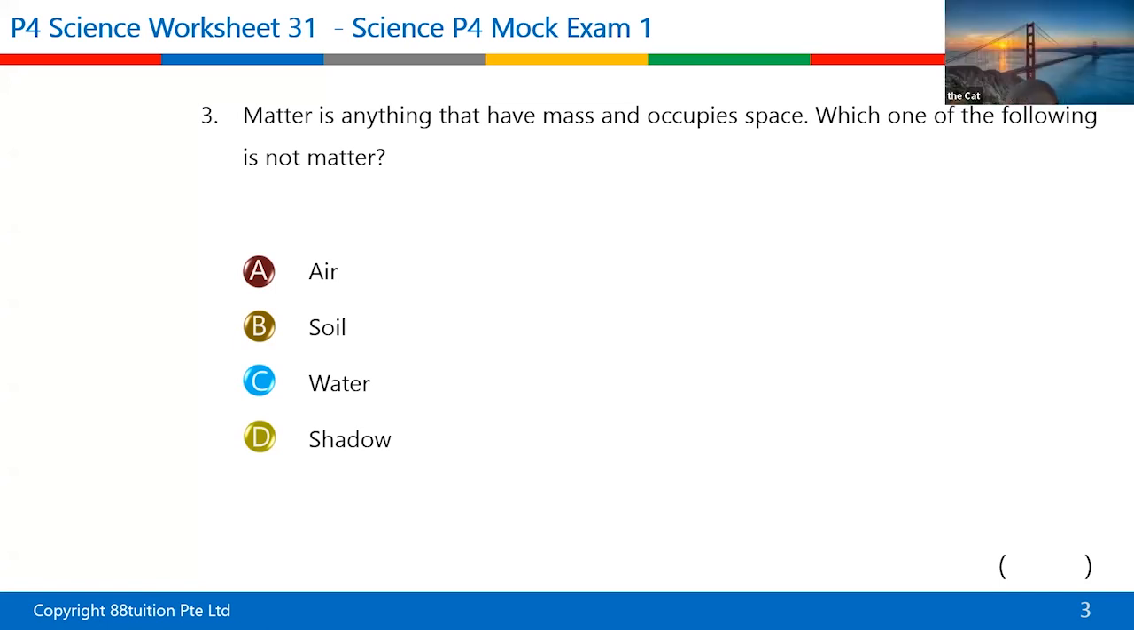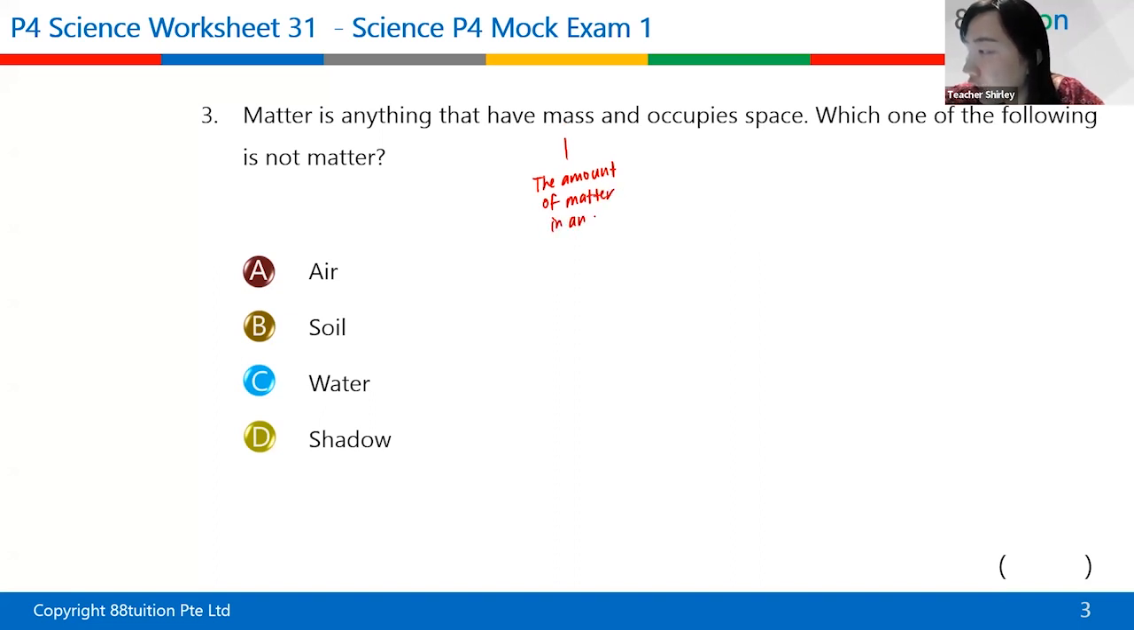The answer is D. Very good. Okay, as what's mentioned just now, someone typed in the chat, D. Good. Shadow does not have mass. What is the definition of mass? Mass is the amount of matter in an object. Okay, mass is the amount of matter in an object, and matter occupies space.